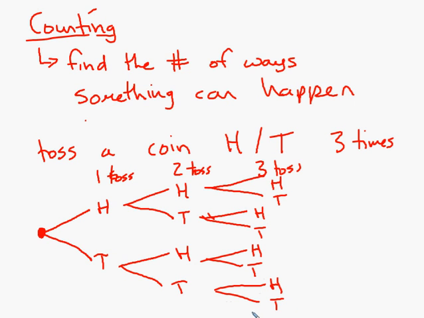And what this tree diagram is going to show me is all the possibilities. And it does show me the total number of outcomes. If I look at the far right, I see that there are 8 possible ways that this could happen.